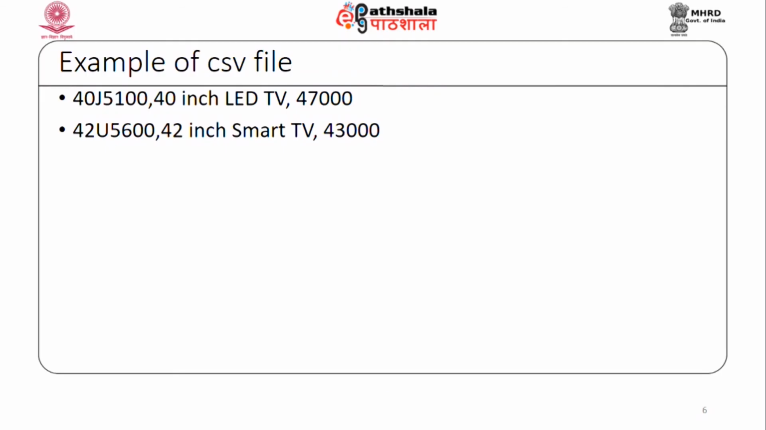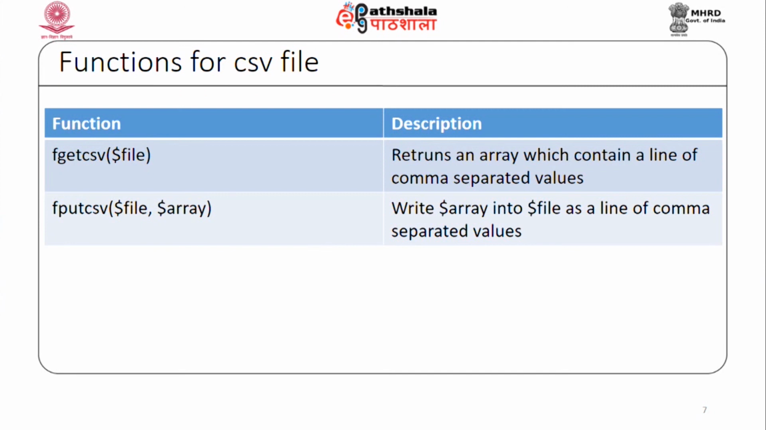Now, let me give an example of a CSV file. This is one example. The first line represents the first record. So, 405100 is like a product code, then a comma, then the description of the product, 40 inch LED TV, comma, and let us say the price in rupees of that product. In the same way, the second line represents the second record in the CSV file.